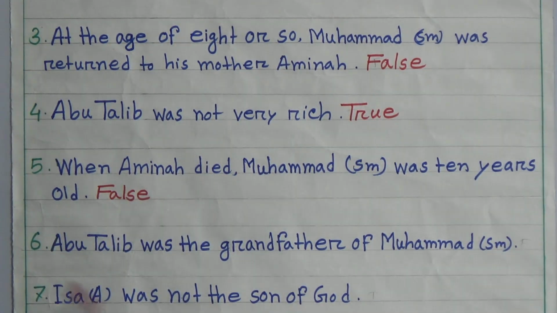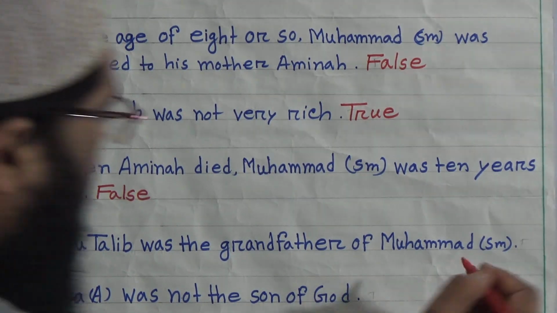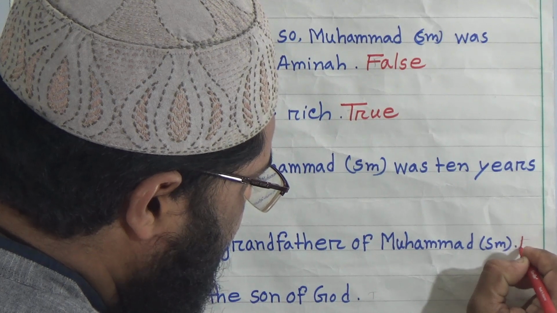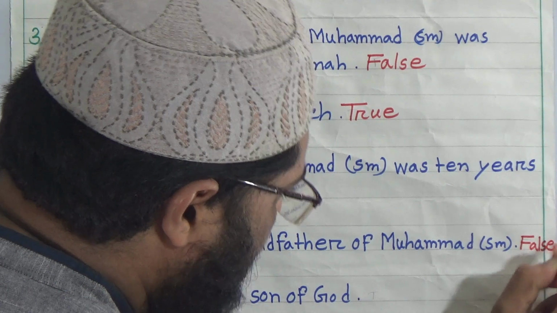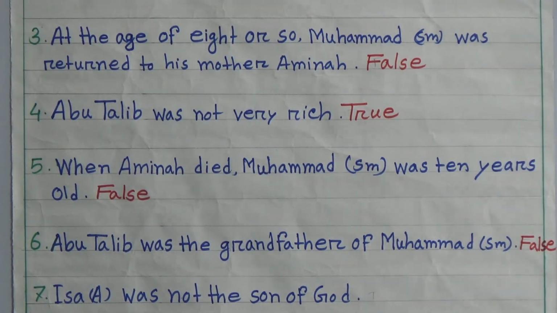Now question number 6. Abu Talib was the grandfather of Muhammad sallallahu alaihi wasallam. My dear students, we know that Abu Talib was the uncle of Muhammad sallallahu alaihi wasallam. In this regard, this statement will be false. So our answer will be false. Now I'm writing the answer: F A L S E, false.